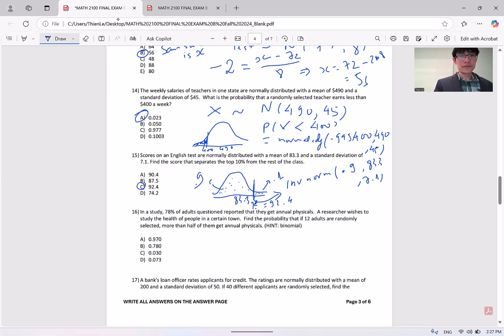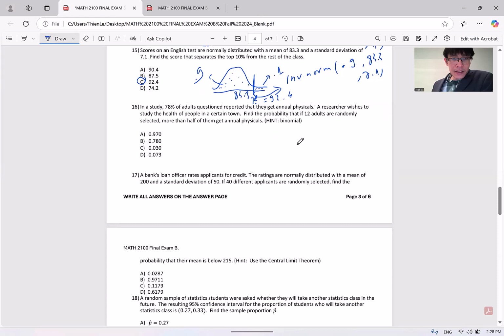Let's see here. In the interpretation, you can see that for 15, it tells us that about 90% of unit test scores are less than 92.4, and 10% will be bigger than this value.